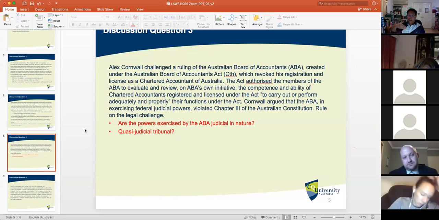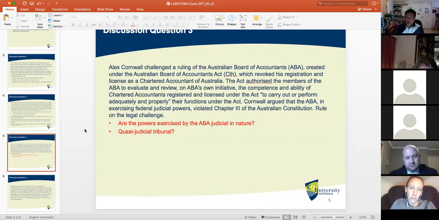But once the ABA actually revokes the license, there is an actual controversy between Alex Cornwall, whose license was revoked, and the ABA. So Alex Cornwall can now potentially file an action against the ABA. There is an actual controversy there. Is this, Manjo, where he could apply for a writ of mandamus to have that revocation reversed?